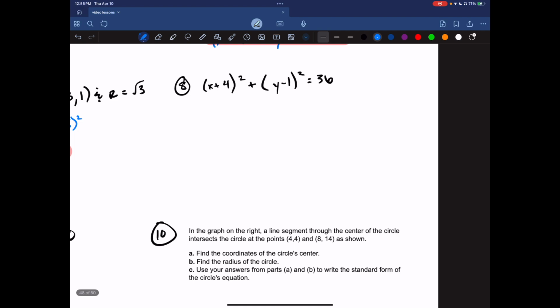Now, when you have a problem like number 8, it's already giving you the equation of the circle. And so now it's asking you for a couple things. It could ask you for center and radius. And if they do that, the center is going to be h, k. You remember your sign issues.